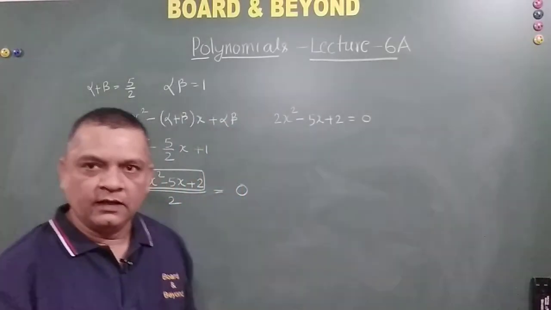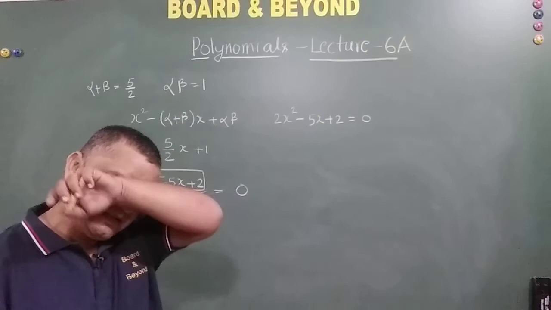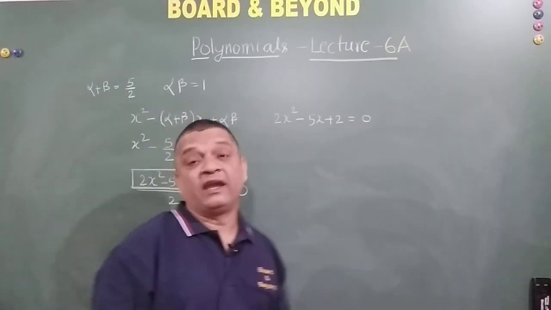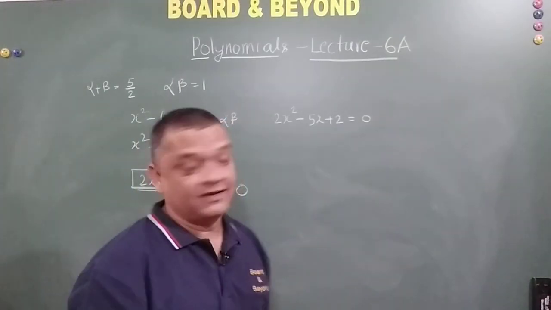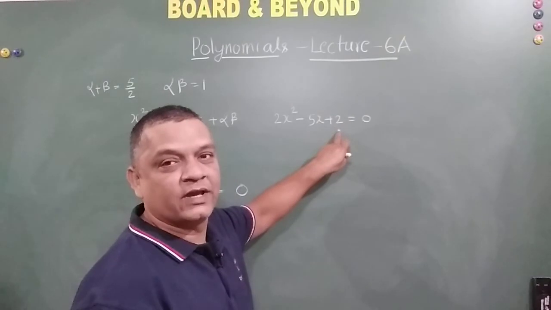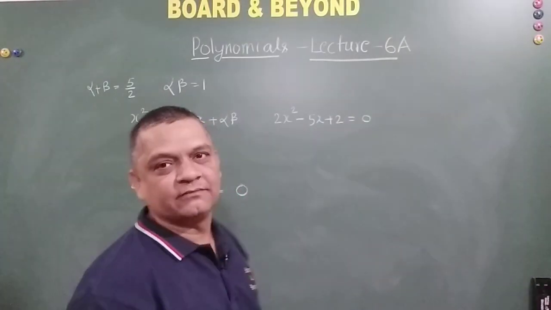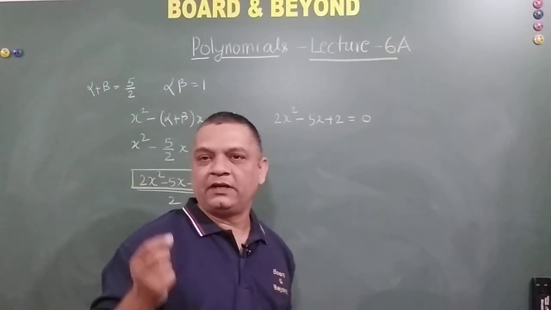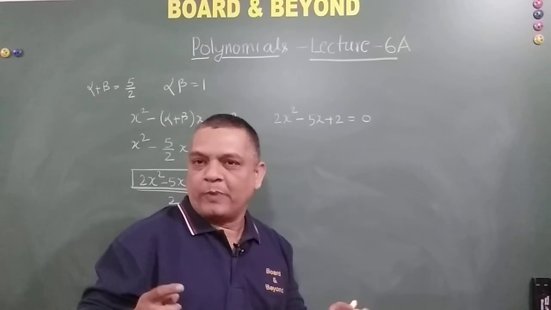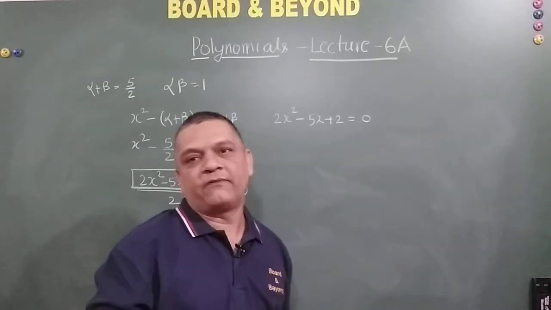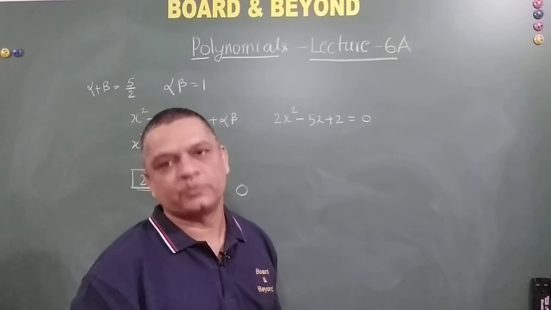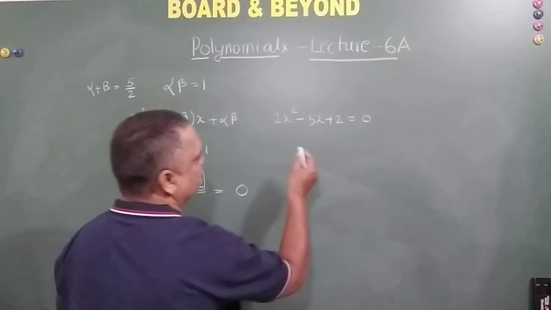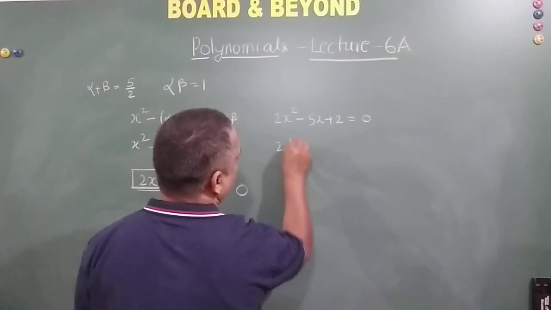Right friends? So now you see it is pretty difficult. Right? Because here it is 2, okay, and here it is minus 5. How is that possible that we break 2 into 2 parts such that their sum or difference is equal to minus 5? Not possible, right? So let's go on to the method of completing the square.